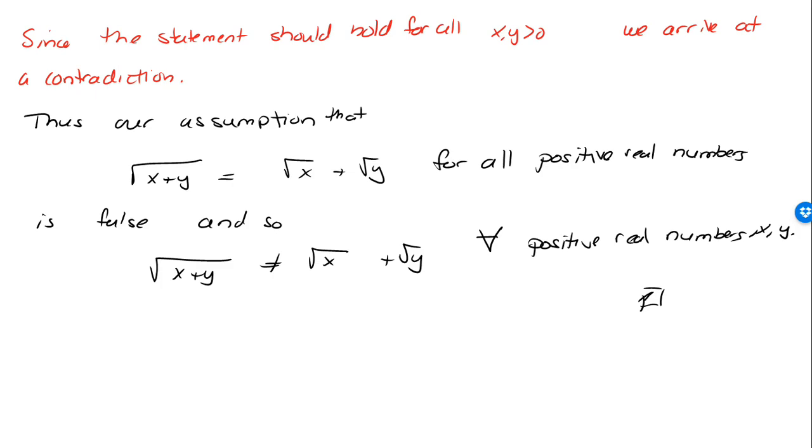And we write our closing statement. Thus, our assumption that this was equal for all positive real numbers is false. And so the opposite is true, that they're not equal. And this symbol right here, the upside down A, is a symbol that means for all positive numbers x and y.